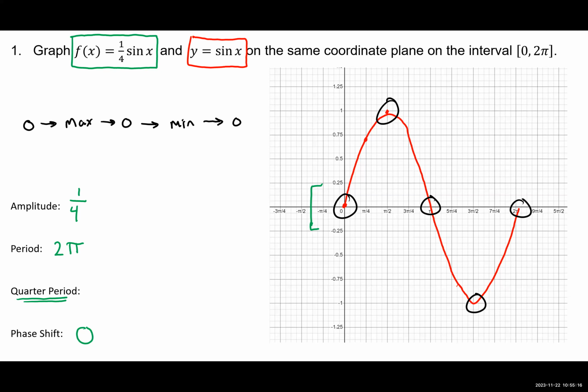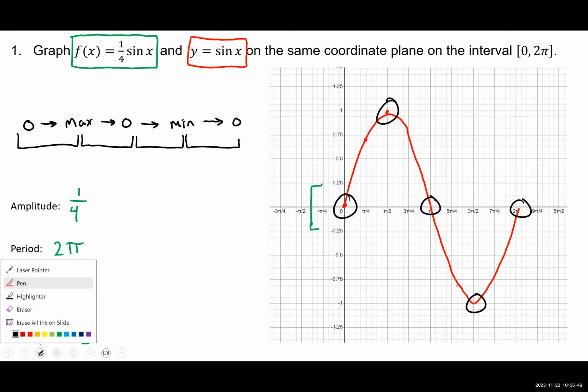And so this is happening at multiples of a quarter of the period. So this is a quarter period, go from 0 to the max. This is a quarter period to go from the max back to 0. This is a quarter period, 0 to the minimum. And this is a quarter period from the minimum back to 0, right? Up, back to 0, down, back to 0. Right? So that's how the graph of the sine function is working.